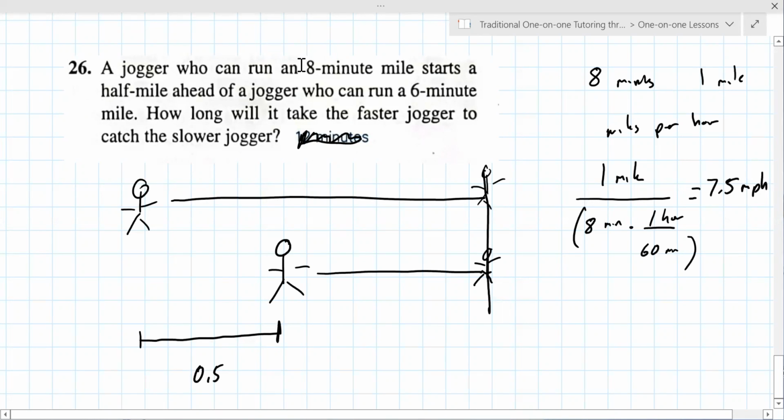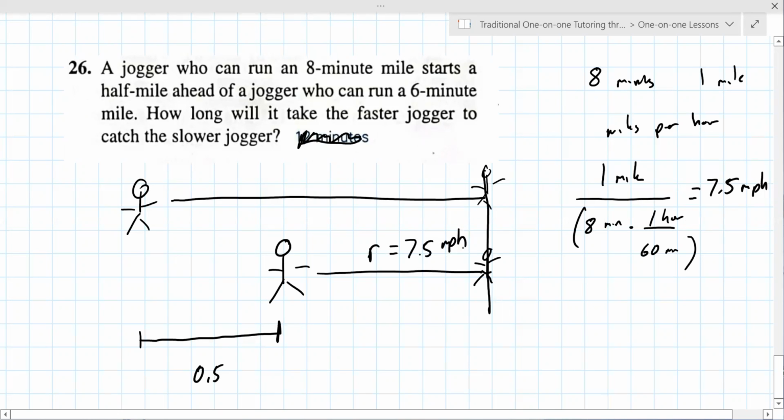So this is where these are textbook problems. Just because a person could run an 8-minute mile does not mean they can run 7.5 miles in an hour. But for this one, an 8-minute mile is how fast they're running. So in my case, I'm running 7.5 miles per hour.